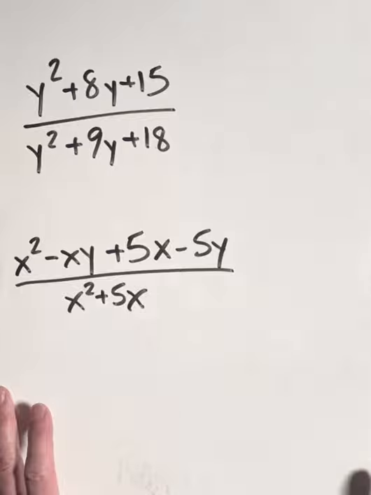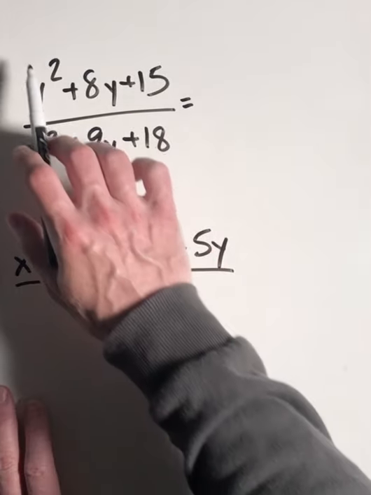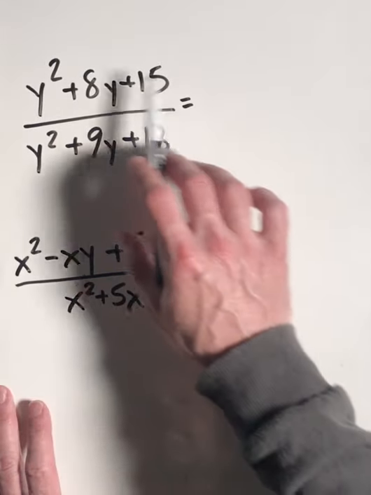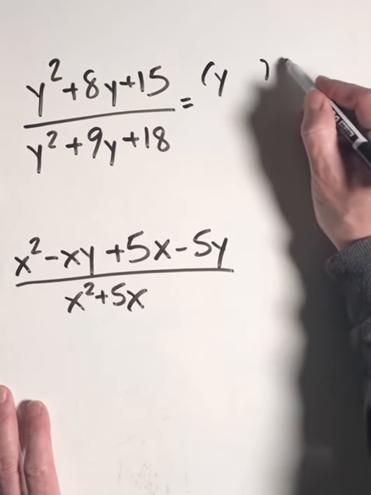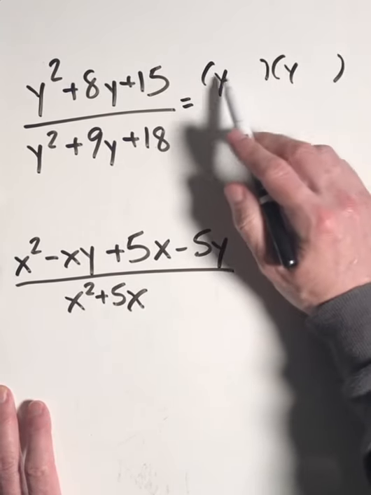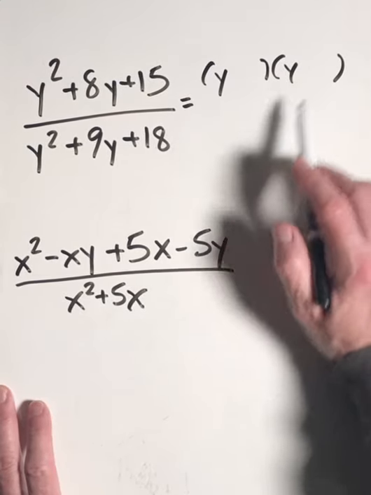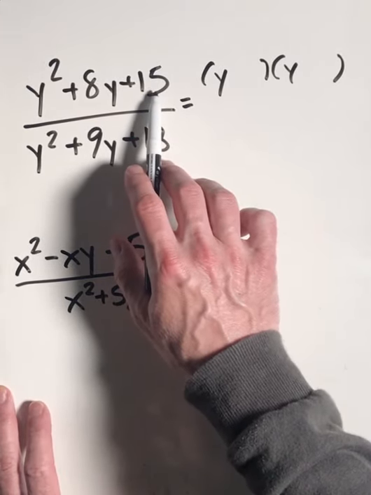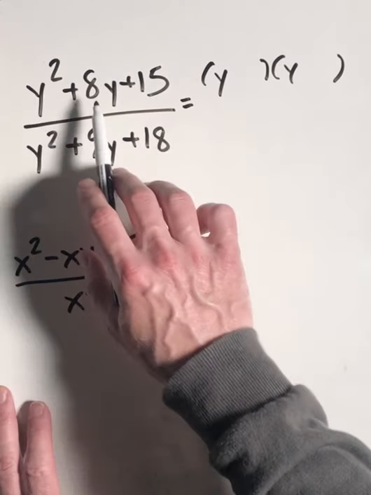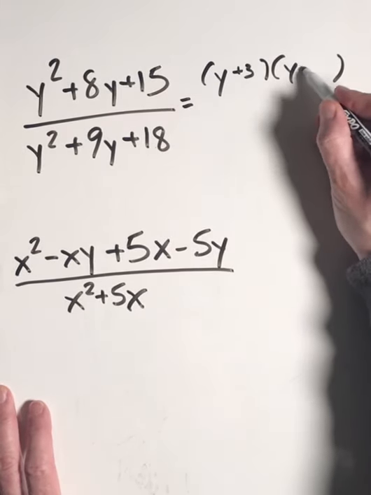To simplify these expressions with polynomials, we need to factor the numerators and denominators first. Here, since we have a coefficient of 1, we're really looking for two numbers that will fit into this pattern. So we have a y plus or minus one number and times a y plus or minus a second number, so that the first number is 1 times 15. So the two numbers multiply together to make 15 and add to 8. So those numbers would be positive 3 and positive 5.